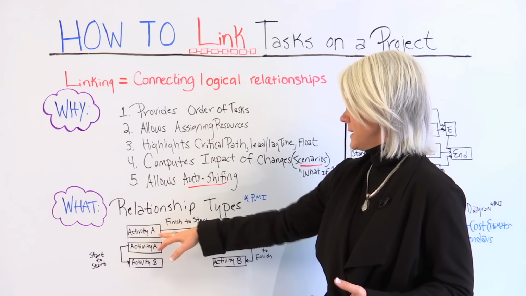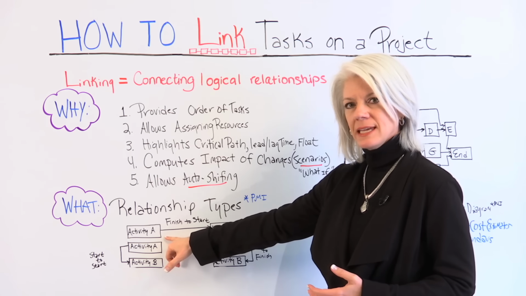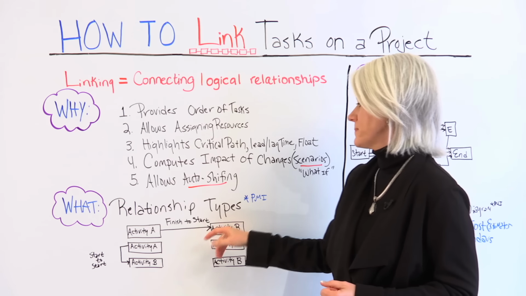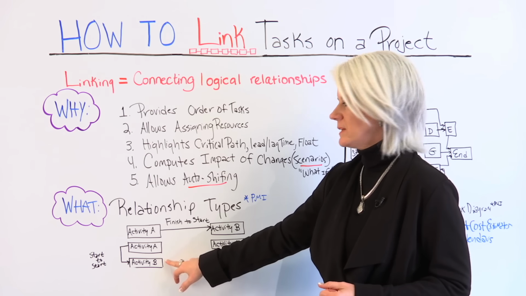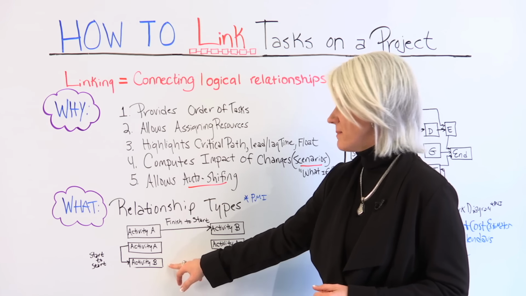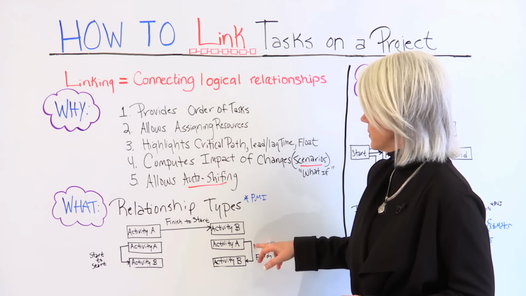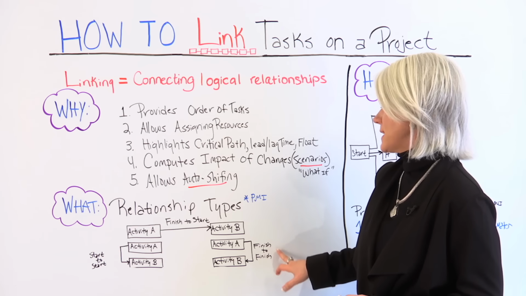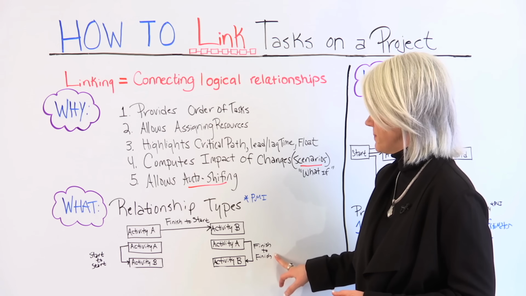So for instance, for activity B to start, activity A must finish. This is called a finish to start relationship. Here's another scenario where activity A and activity B start at the same time, and that's called a start to start relationship. And here we have activity A and activity B that finish at the same time, and that's called a finish to finish relationship.